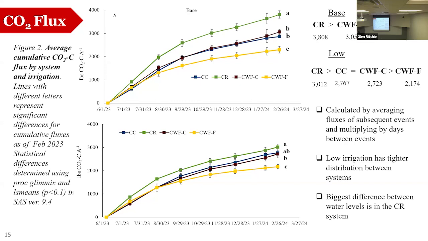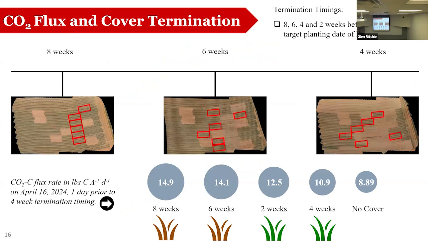One other thing that can affect your CO2 flux is actually going to be when you terminate your cover crop. So we have another study going on within the rye system of the larger different system study down there in Lamesa. And with this one, we're actually terminating our cover crops at different times. So these plots here are going to be our fallow control plots, but we're also terminating our rye cover at 8, 6, 4, and 2 weeks before our target planting date of May 15.